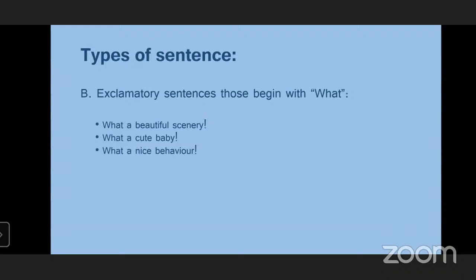Okay, so strong emotions we have seen. We have seen exclamatory sentences with what also. Okay, further we will see.